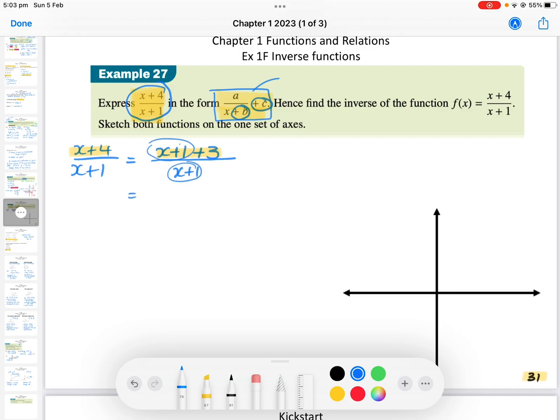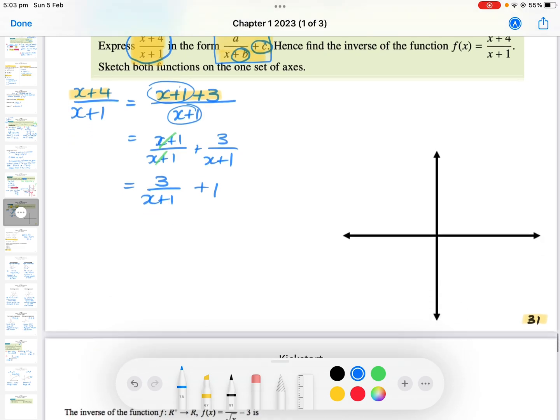So now if I stretch this out, I can have (x + 1)/(x + 1) + 3/(x + 1), and these will cancel to give us 1. So we get 3/(x + 1) + 1. And now I can think of what this looks like, because this is going to be a hyperbola. It's going to have an asymptote at -1 for x and at +1 for y.